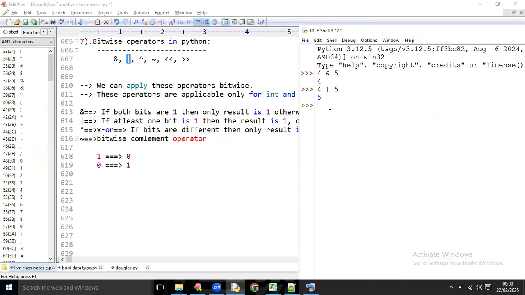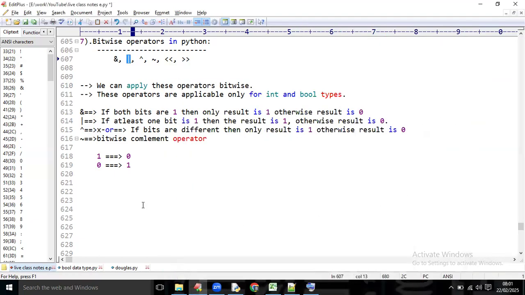And I am giving here 4 caret 5, caret means complement. Sorry, caret, okay. So the result will be what? 1. How will these operations perform? There is a logic behind these operators. What is that logic? See here. Here I am going to give the logic behind these operators, why it is giving that kind of outputs.